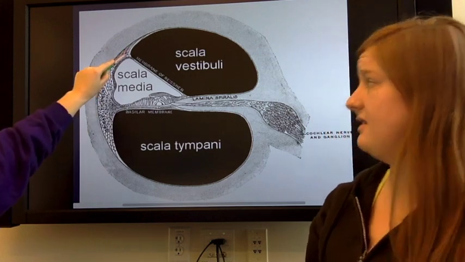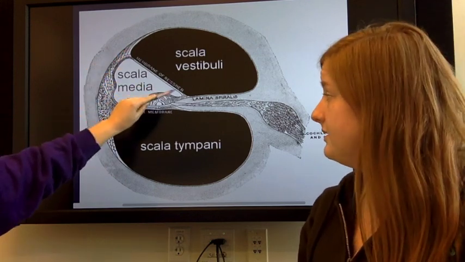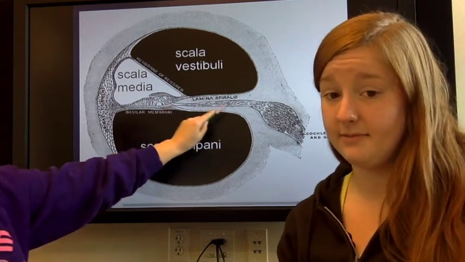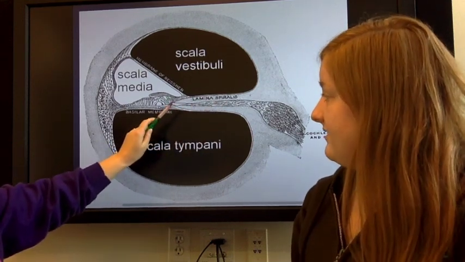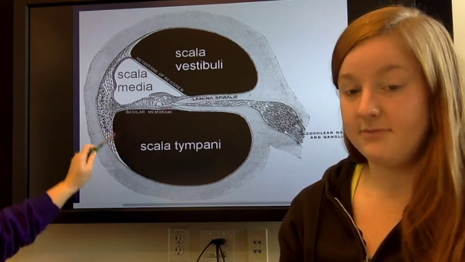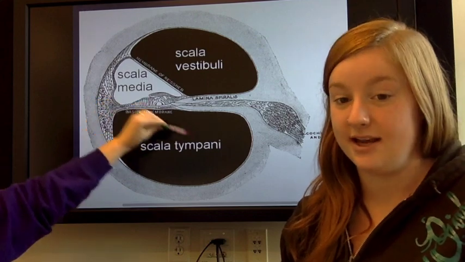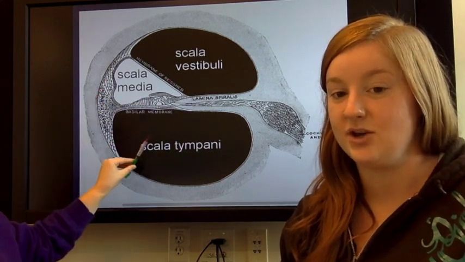On the top of the scala media we have the Reissner's membrane, and on the bottom we have the basilar membrane, which is held up by the spiral lamina. And then on the inside of the scala media, which is filled with endolymph, we have the organ of Corti. The entire cochlea receives its nutrients from the stria vascularis.